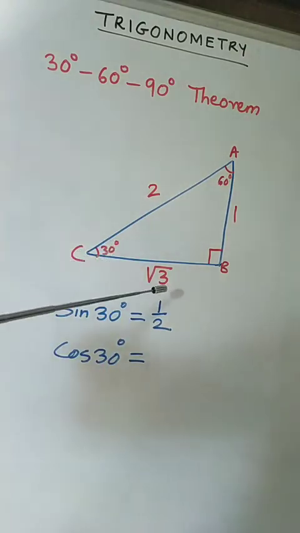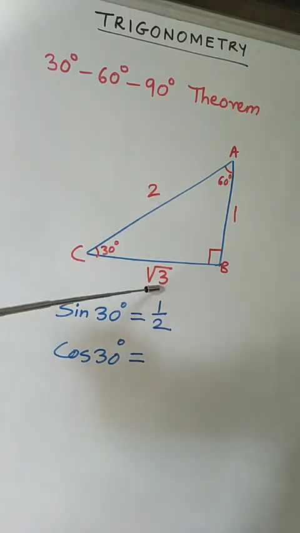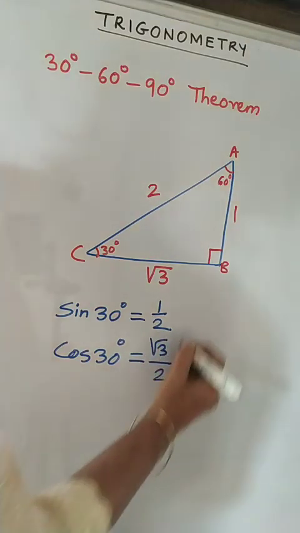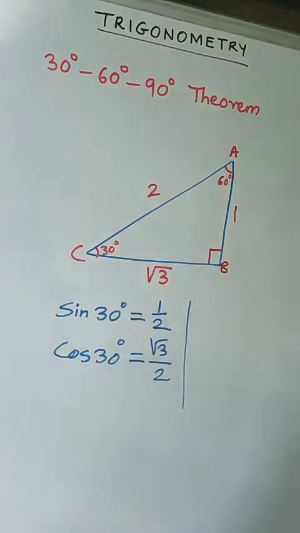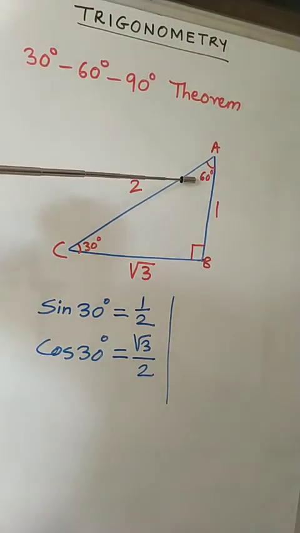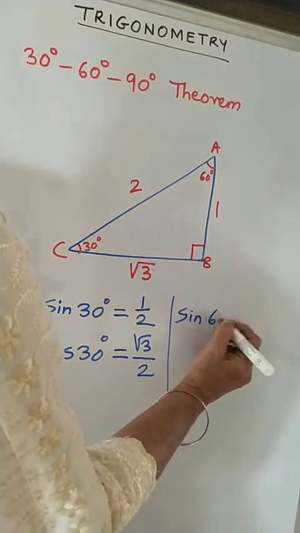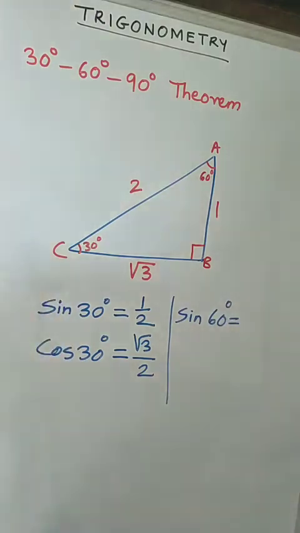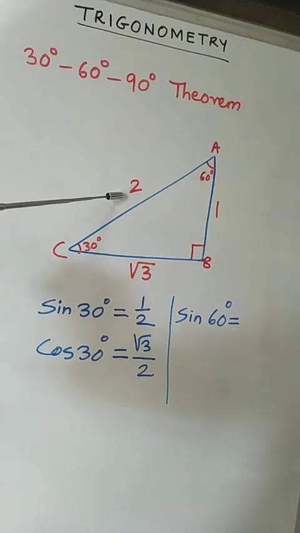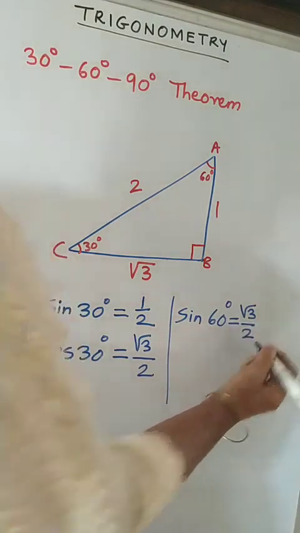Cos 30 degrees means adjacent side upon the hypotenuse. So adjacent side is root 3 upon 2. Observe. Now we go to the next angle, 60 degree angle. So let's see sine 60 degrees. Sine 60 degrees will be opposite side upon hypotenuse. So how much do we get? Root 3 upon 2.